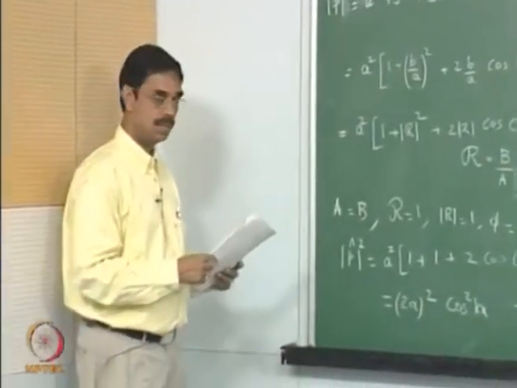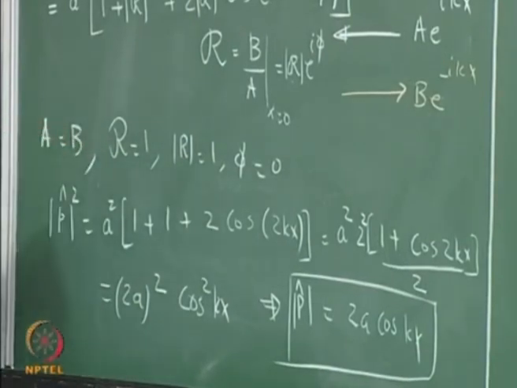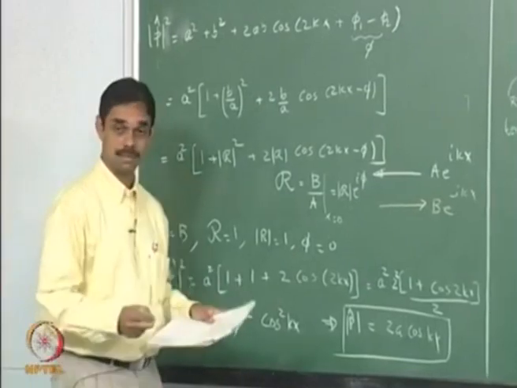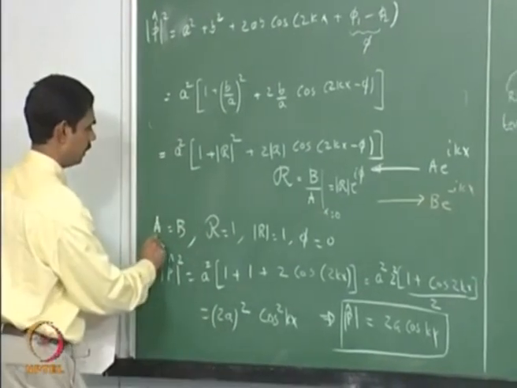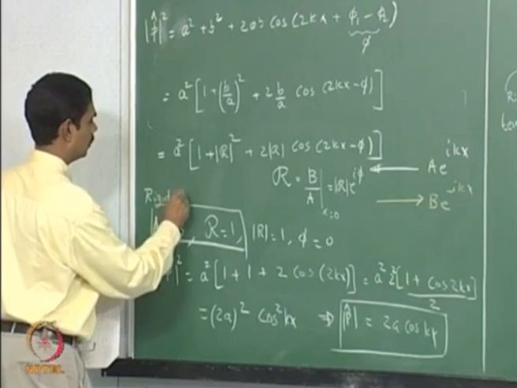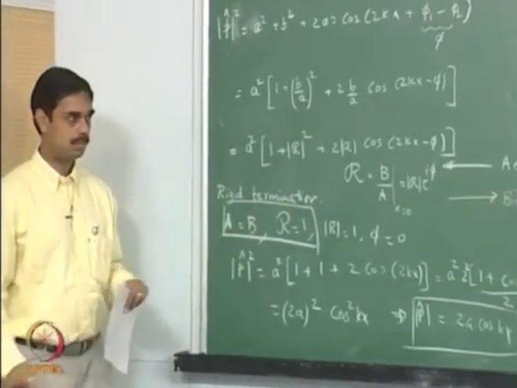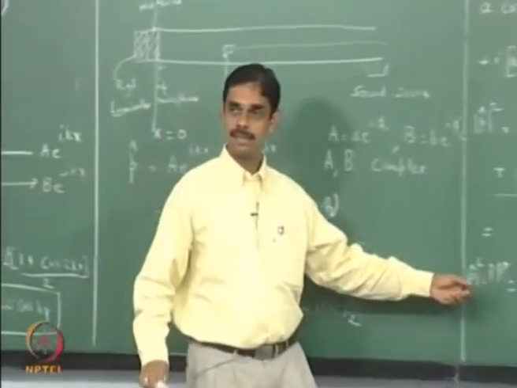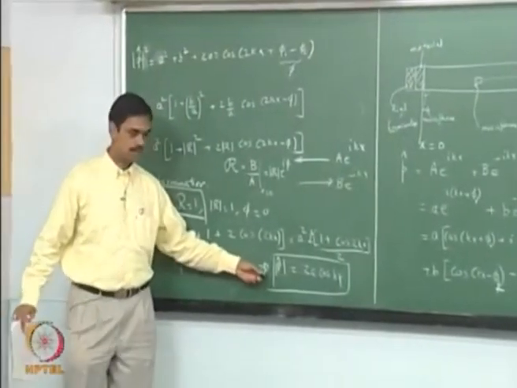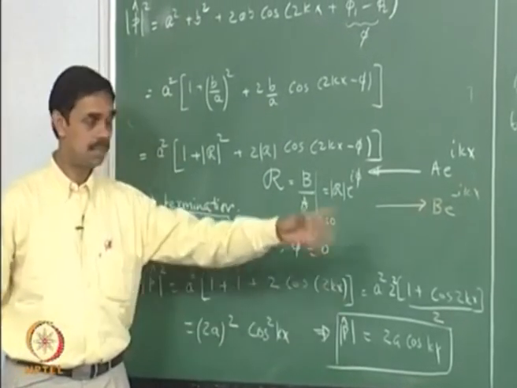So what is this termination actually? We worked out this problem earlier. When is the reflection coefficient equal to 1, and when do we get this kind of pressure distribution? Closed end, yeah, rigid termination. So this would be for a equal to b and r equal to 1. So what we have is a general result, this distribution which we get, and we are able to derive the previous expression that we got for the simple standing wave with one end closed and one end open, which is 2a cos kx, from that.